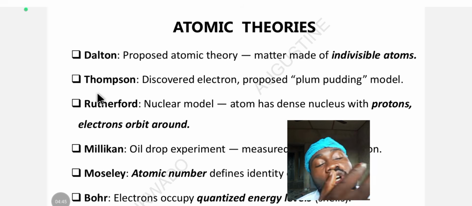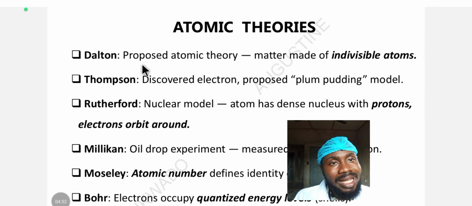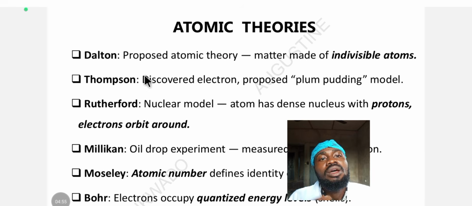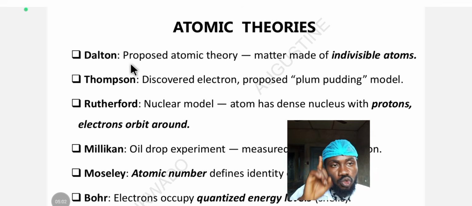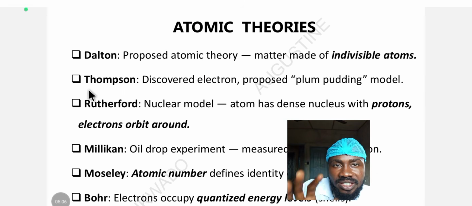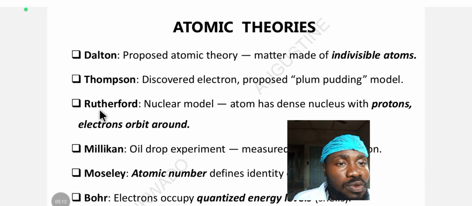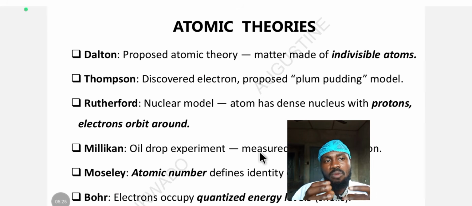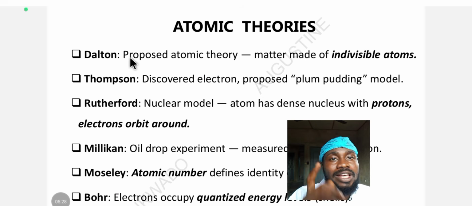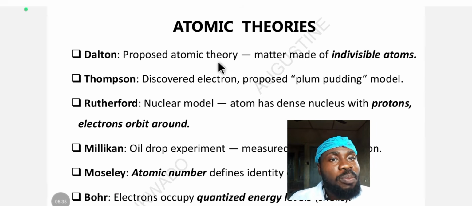So the next we have here is Thomson. Thomson also contributed to the atomic theory, and he discovered the electron. So Dalton proposed the atomic theory, but Thomson discovered the electron. Dalton was the first person to work on the atom. The rest after him, like Thomson, Rutherford, Millikan, and mostly Bohr, started capitalizing on his discovery and postulation, advancing it and discovering more. But he was the foundation. That's why when you talk about the atom or atomic theory, you mention Dalton first, because he proposed the atomic theory.